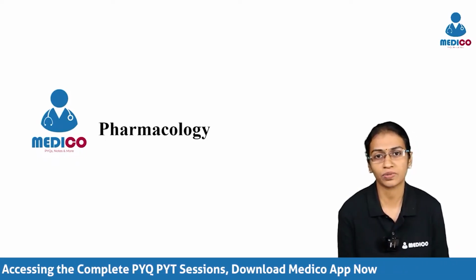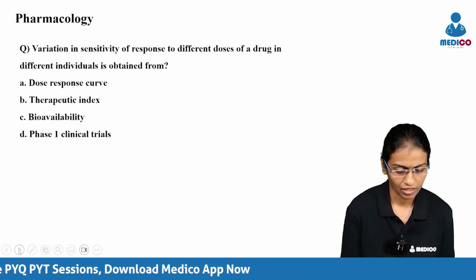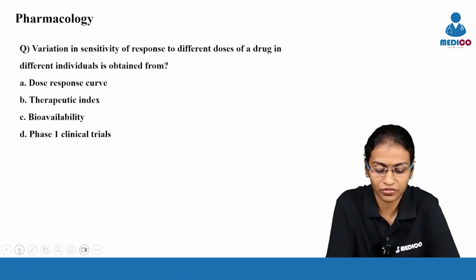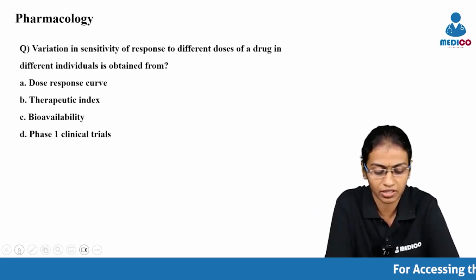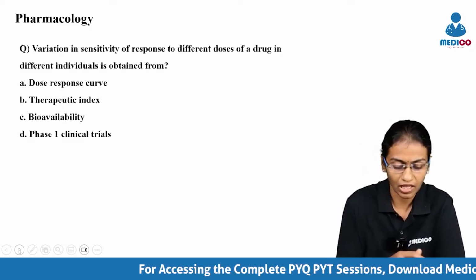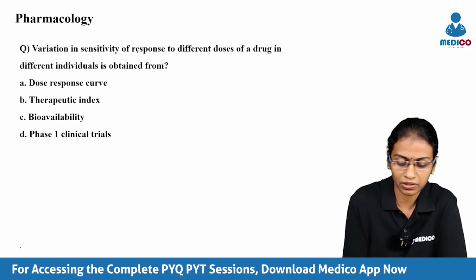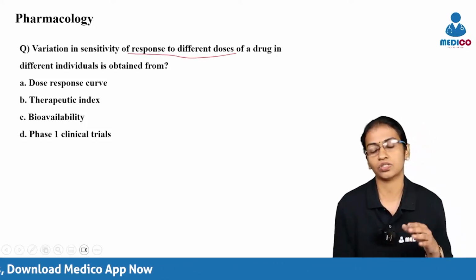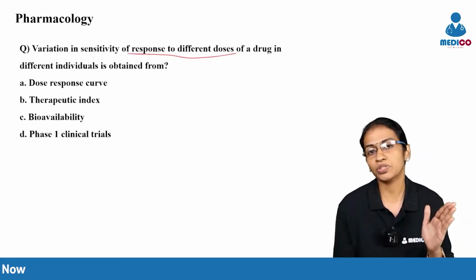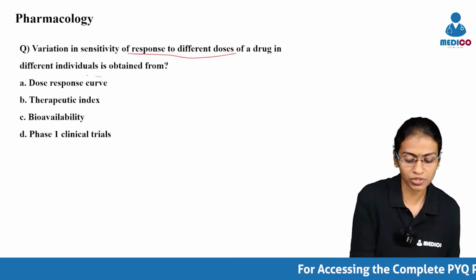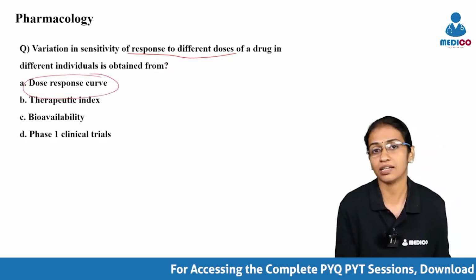We'll go to the first question. The first question is: variation in sensitivity of response to different doses of a drug in different individuals is obtained from? It's a very simple question. What are we looking at? The response to different doses of a drug. So we are plotting the response against the dose. So it is what is known as the dose response curve or DRC.